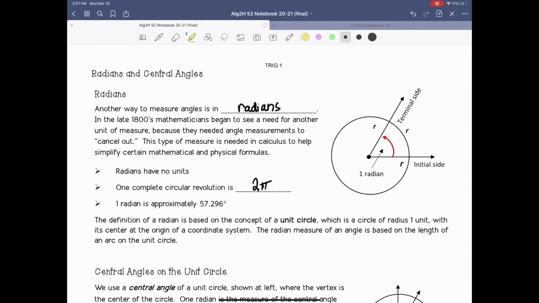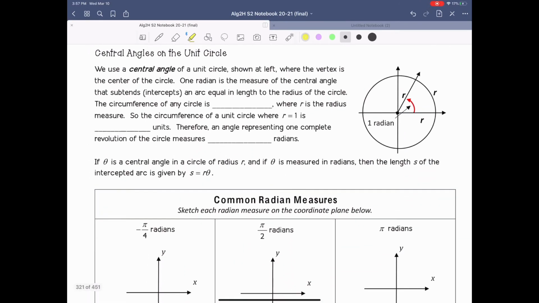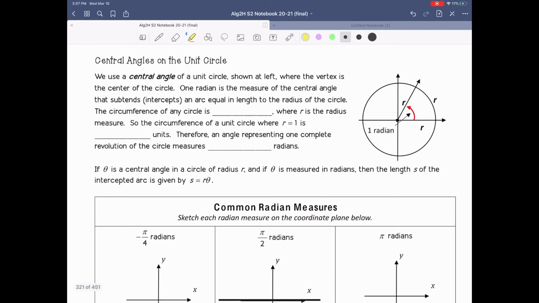We're going to be talking a lot about the unit circle in this unit. The unit circle is basically a circle that has a radius of 1 unit with its center at the origin of a coordinate system. The radian measure of an angle is based on the length of an arc on the unit circle. So, with that being said, let's scroll down a little bit and talk more about this idea of a unit circle: central angles on the unit circle.